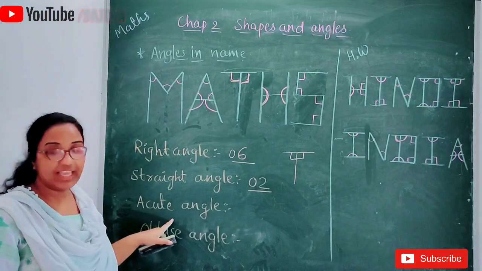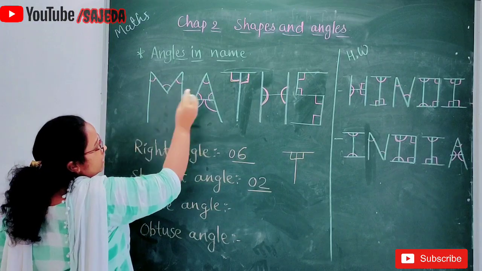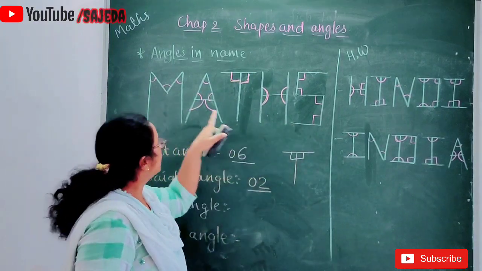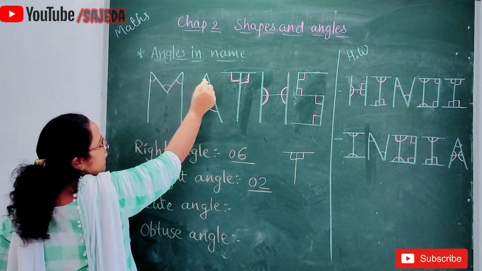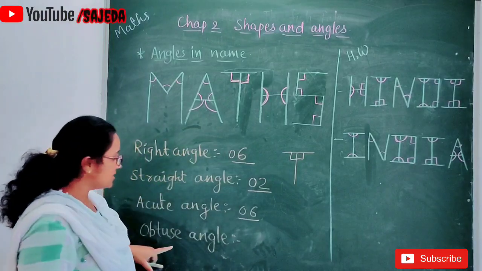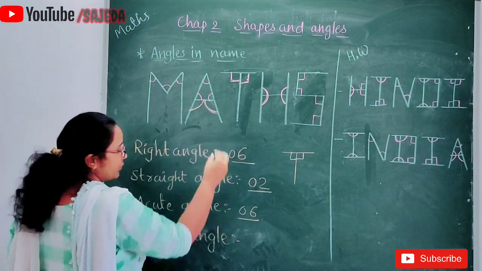Now next is acute angle. 1, 2, 3, 4, 5, 6. This all we have completed. So there are 1, 2, 3, 4, 5 and 6 acute angles. And last, obtuse angle. So in A there are 2 obtuse angles.